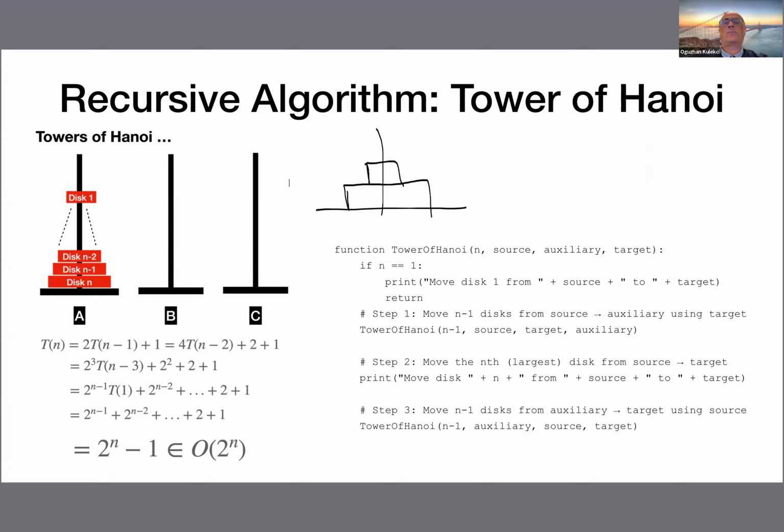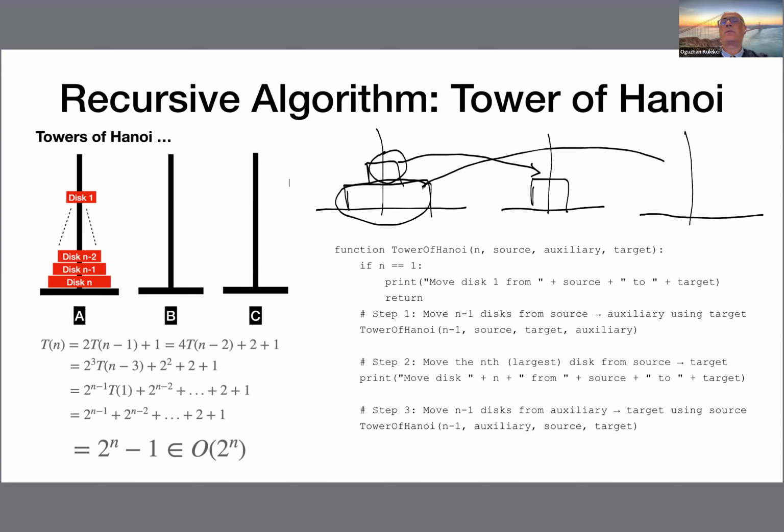Disk 1 and 2. So this is there, this is there. Okay. I will move the first disk to this one, right? And then I will move the larger one to the target. And then I will move this guy to the top of the other one. How many movements did I make? So I make 3 movements, right?